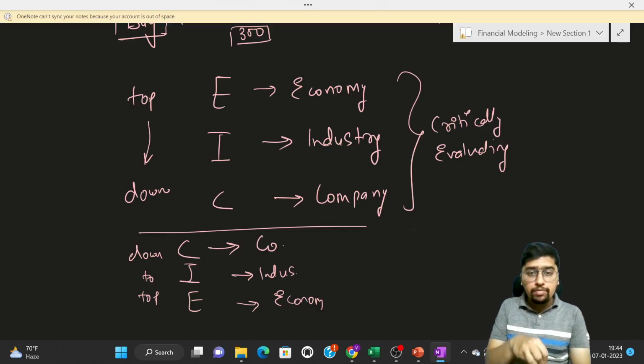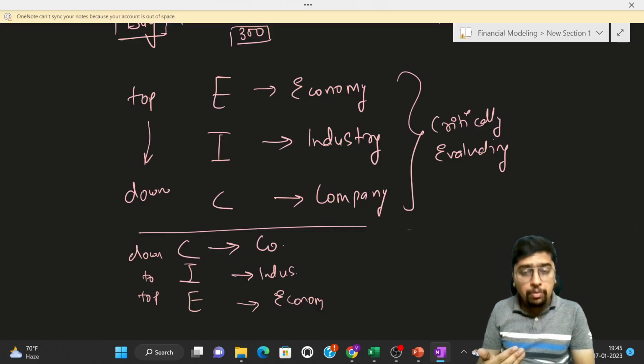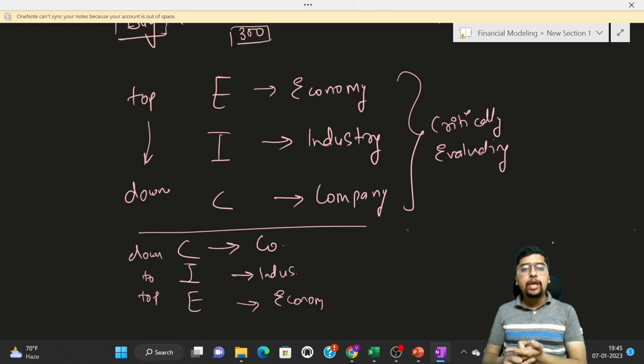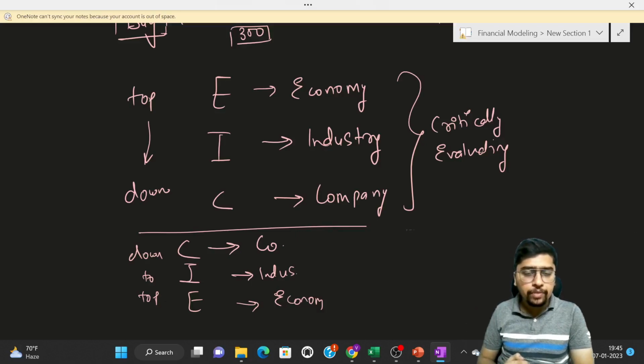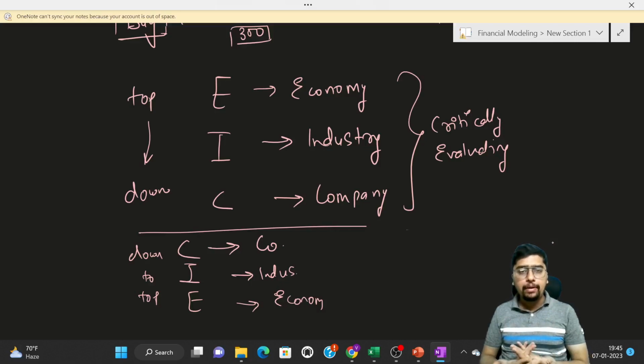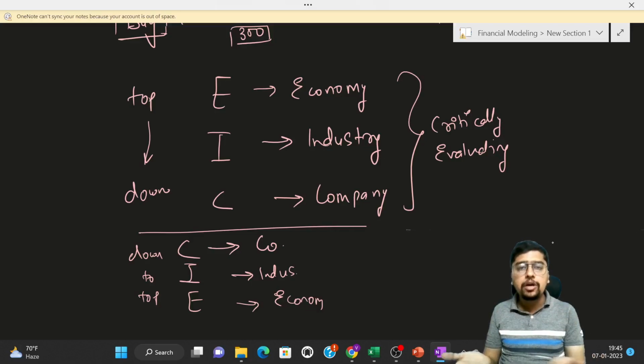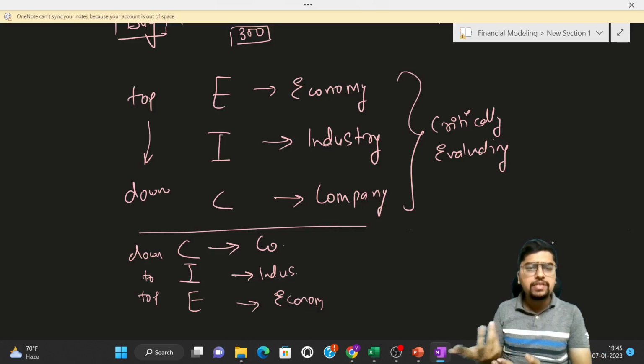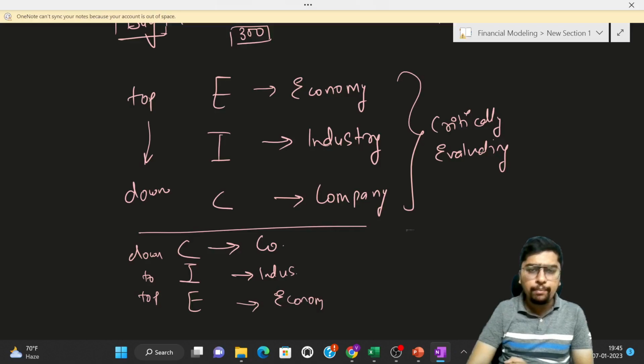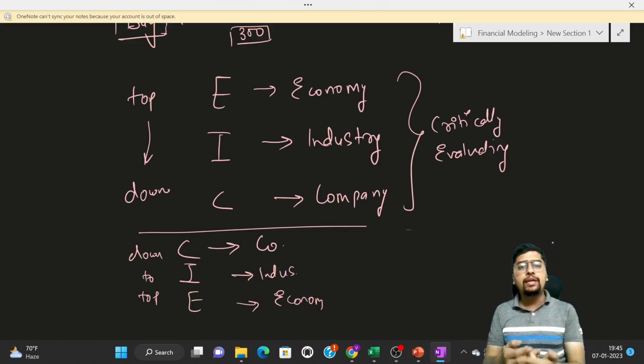So a company's performance is dependent upon the company's policy, no doubt. But the company's performance has a severe impact from the industry. Not only industry, but what is happening in the overall economy also impacts the company. For example, in COVID, what happened? The entire country was shut down. Nobody had surplus money to go and buy cars. You will see automobile companies had a very severe hit because the economic condition changed.